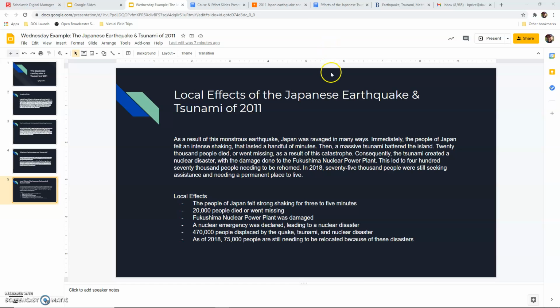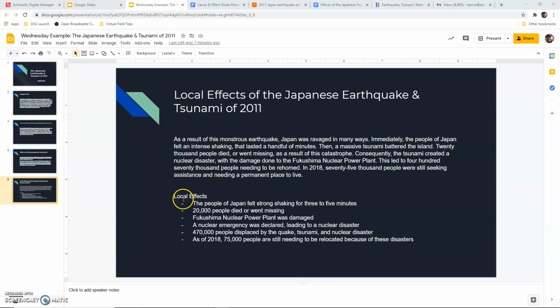First of all, I want to point out that I used those signal words that we talked about in earlier lessons that show that cause and effect relationship. I have as a result of, then, as a result of again, consequently, this led to. So it's important that you guys are including those signal words as well. It'll help you in describing the effects that happened because of the damage caused by Hurricane Katrina.